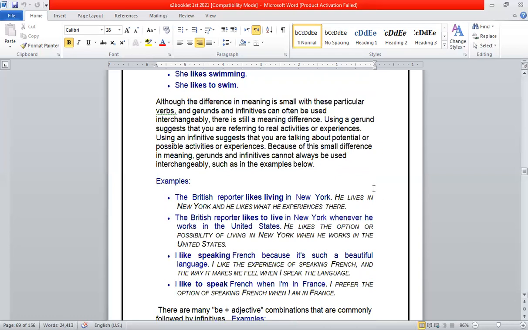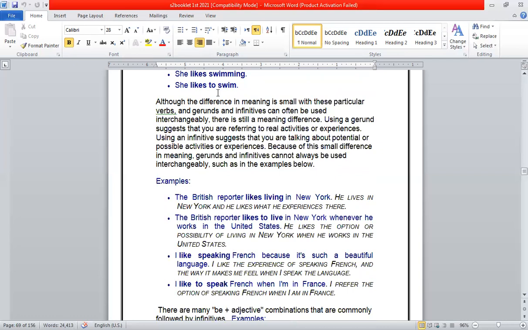So here, I like swimming. That means I really swim. I practice swimming and I like it so much. I like to swim. Here the meaning is I don't actually swim, but I want to do that. I hope to do that.